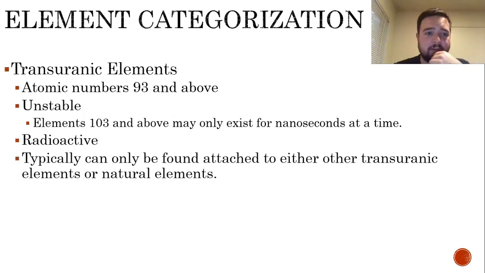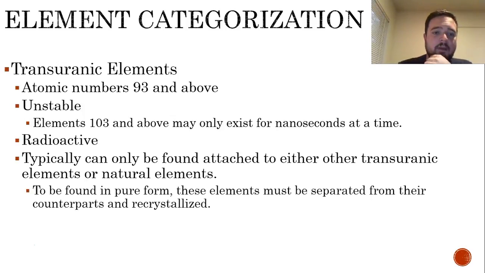So again, they're radioactive. They can typically be found attached to other transuranic elements or natural elements. It's because when it's by itself, it's not really stable. But if it breaks off and finds another element that it can be stable with, then we can identify that and break it apart and purify it if need be and examine it more one-on-one. But we do find a lot of transuranic elements attached to other things in regards to location and concentration and stuff like that.